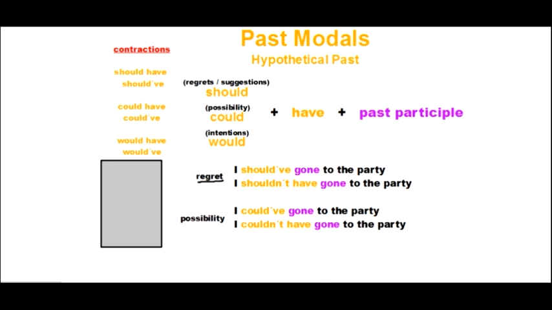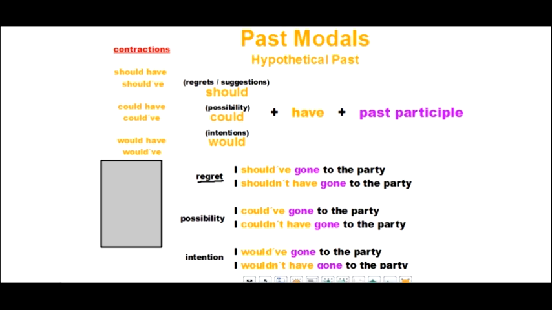Now let's take a look at our last ones, okay? For example, with an intention. So it's a hypothetical idea. I would have gone to the party if something else happened. Or I wouldn't have gone to the party if something else had happened. So these, right, are about intentions when I use would, okay?